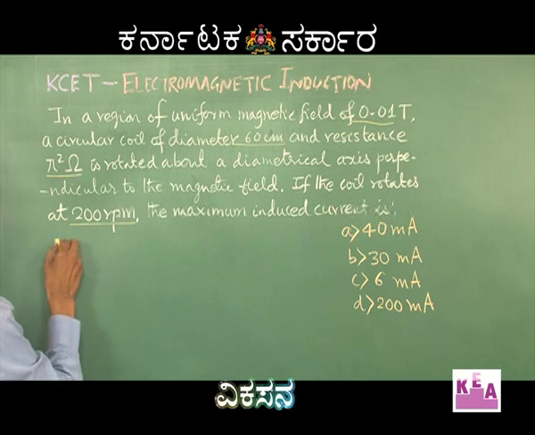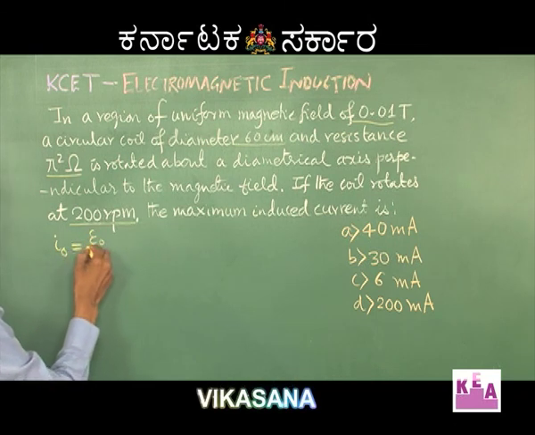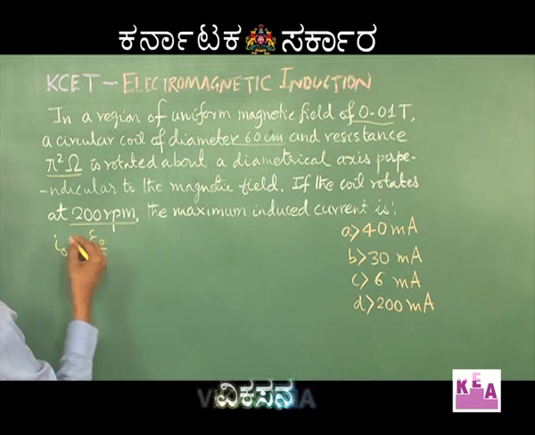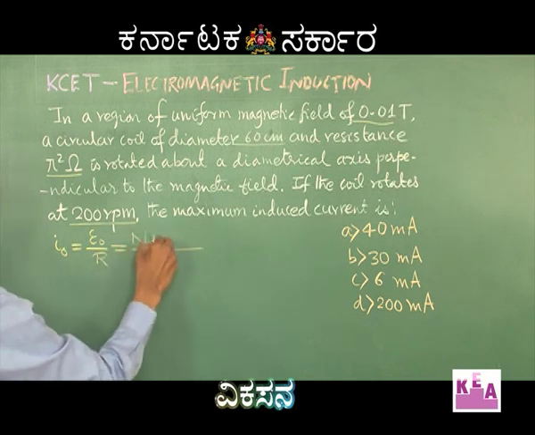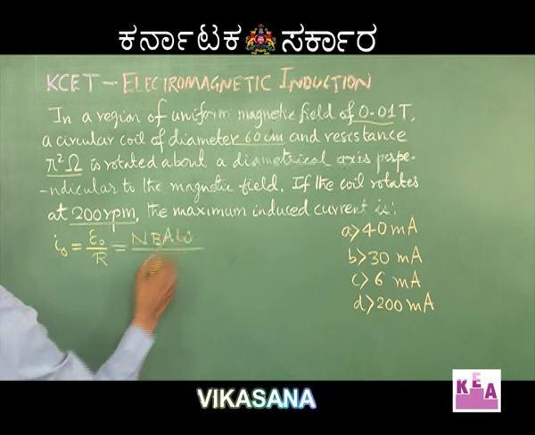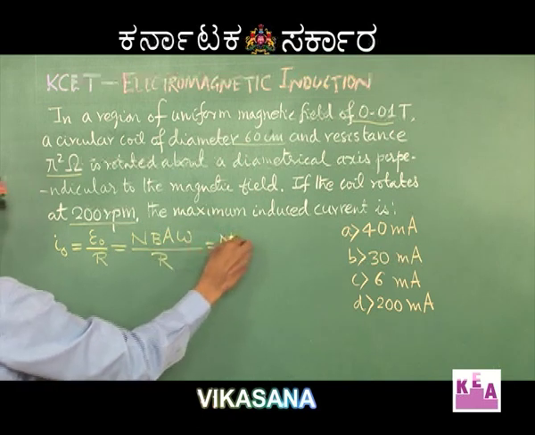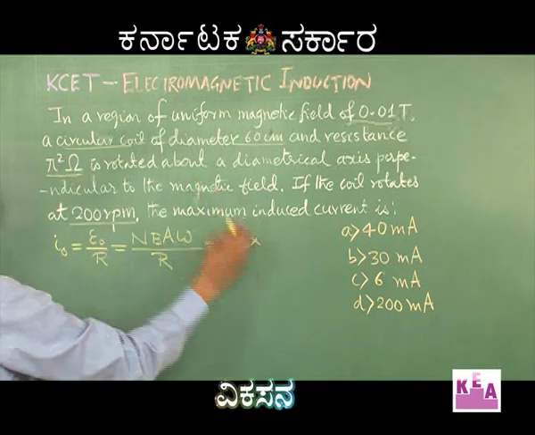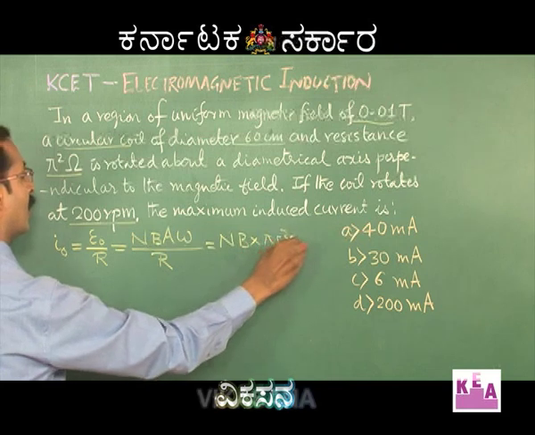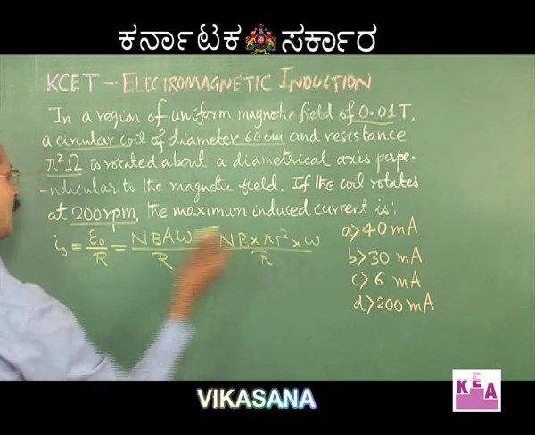Maximum induced current is equal to maximum EMF across the coil divided by the resistance of the coil. Maximum EMF in an AC generator is given by NBA omega, so I naught is NBA omega divided by R, which is equal to N into B into A. It's a circular coil, therefore the area must be pi R square, into omega divided by resistance R.